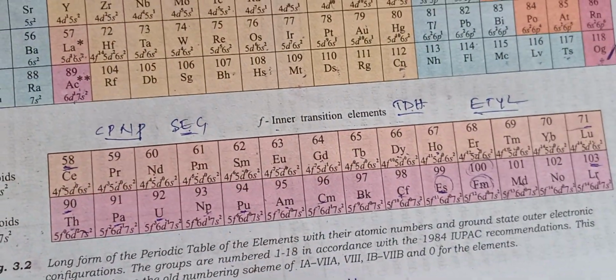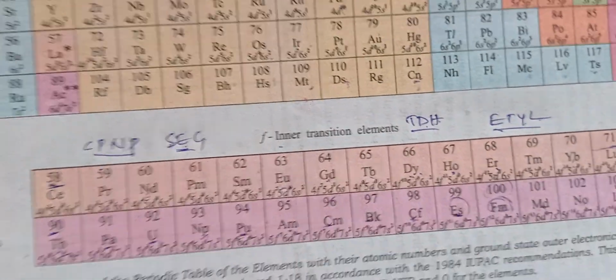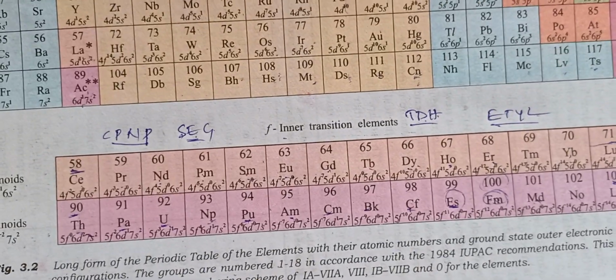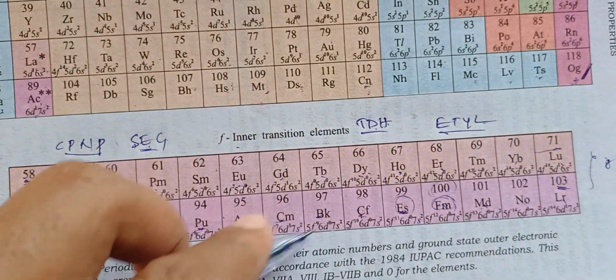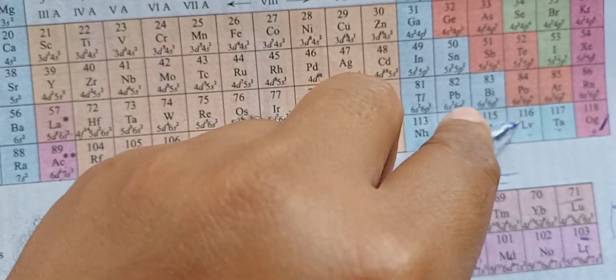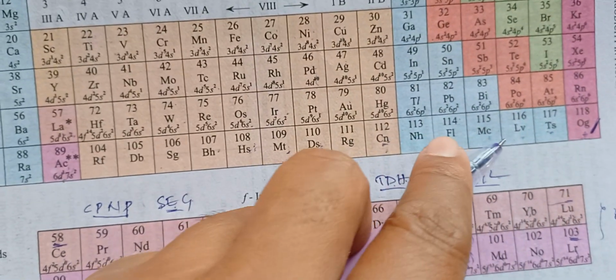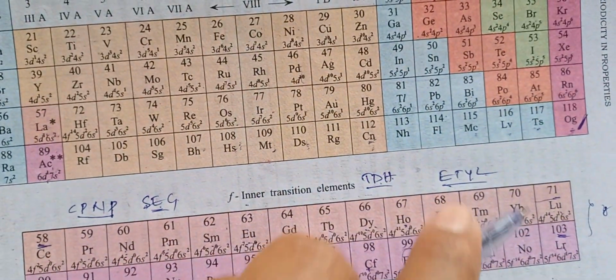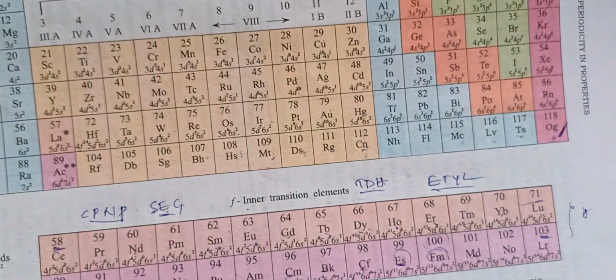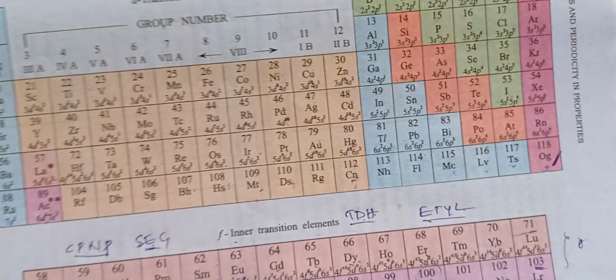They can frame any number of questions, such as: which of the following does not come under inner transition elements? They will give some three options here, and pick one from here. You may think that you have not seen this element since these are newly named, so you may put the answer like this, but that will be wrong. Like this they can frame many questions.